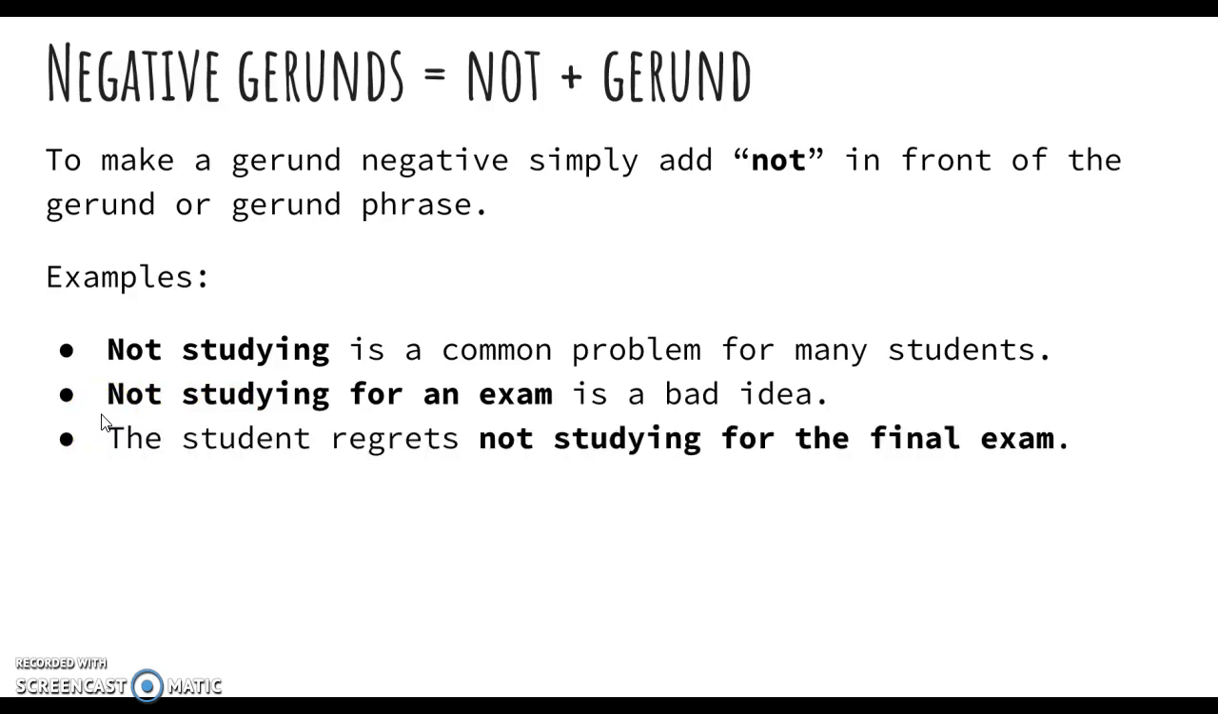And this is possible for gerunds in any location in the sentence. It doesn't matter if it's a subject or if it's an object. As in this example right here, the student regrets not studying for the final exam. We have a gerund phrase, studying for the final exam. We want to make it negative. We just add not in front of it.